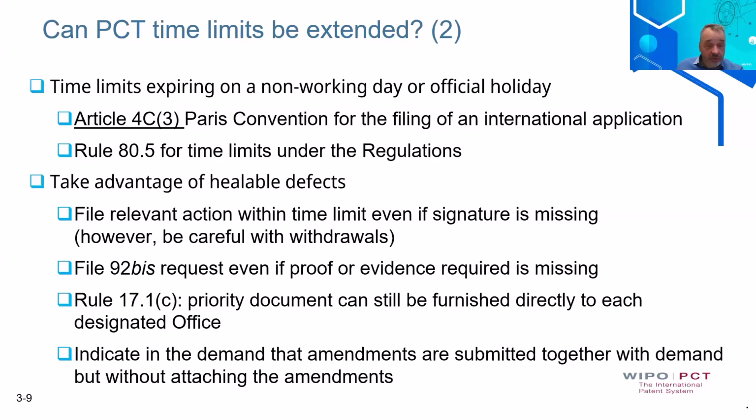Or think of a 92 bis request where a new applicant wants to be recorded as the applicant and the old applicant to be removed. For this, we usually need proof or evidence that there was a transfer of rights from the old to the new applicant. If you're up against the time limit, you can submit this request and furnish the evidence later, and it would then still be considered timely received if, of course, you eventually furnish the evidence.